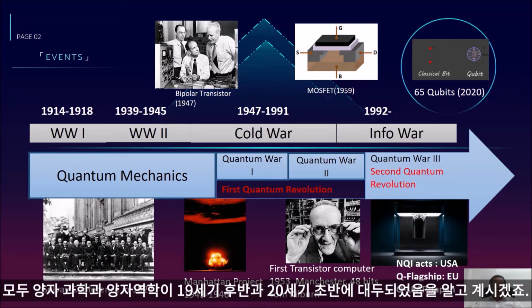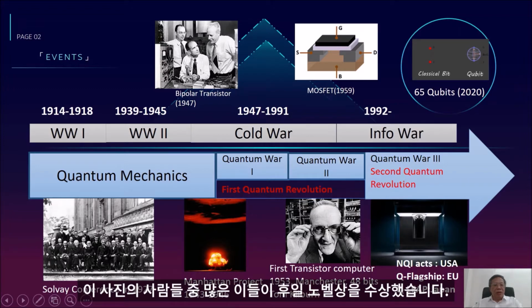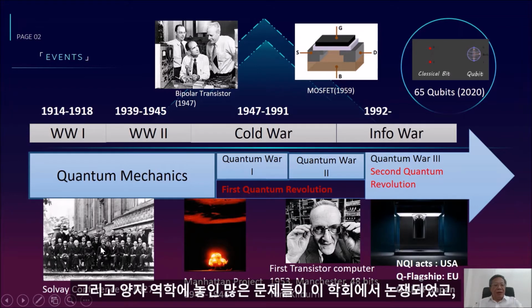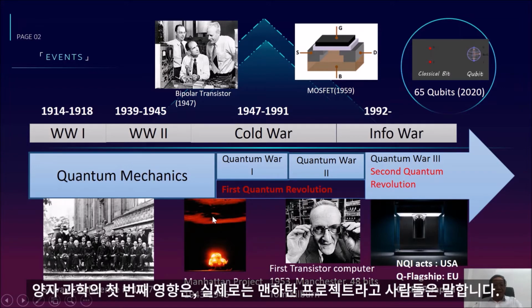People all know that quantum science and quantum mechanics were built in the late 19th century and early 20th century, such as in this photo. Actually, at the Solvay conference in 1927, in this photo, a lot of people were later awarded the Nobel Prize. Most of the problems in quantum mechanics were debated in this conference and were fully understood at that time.